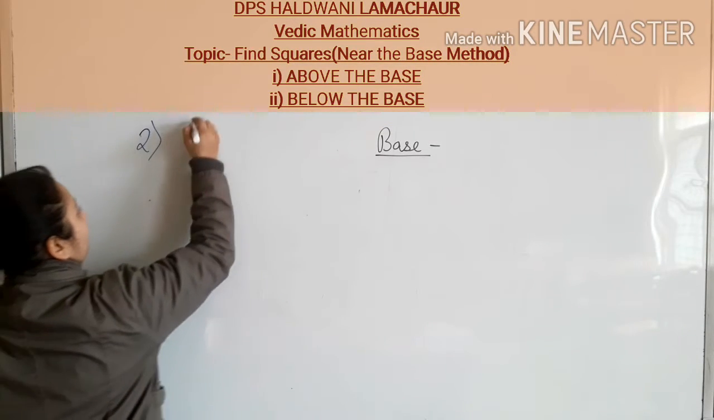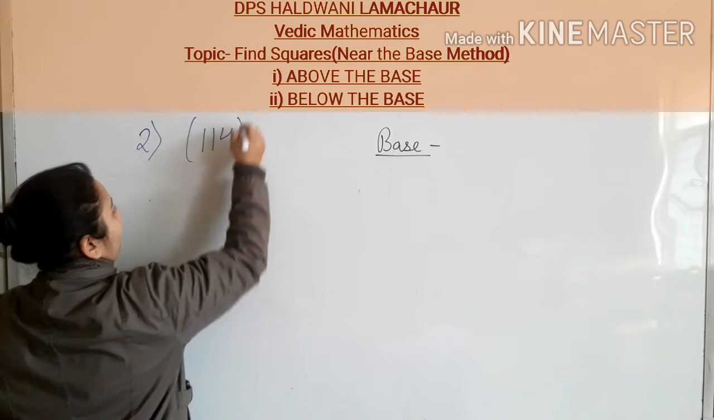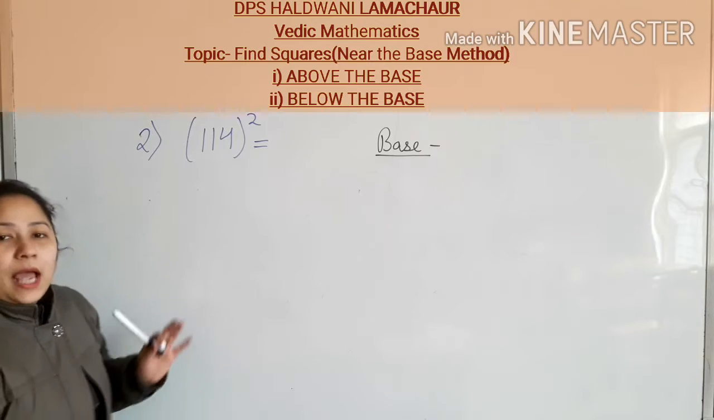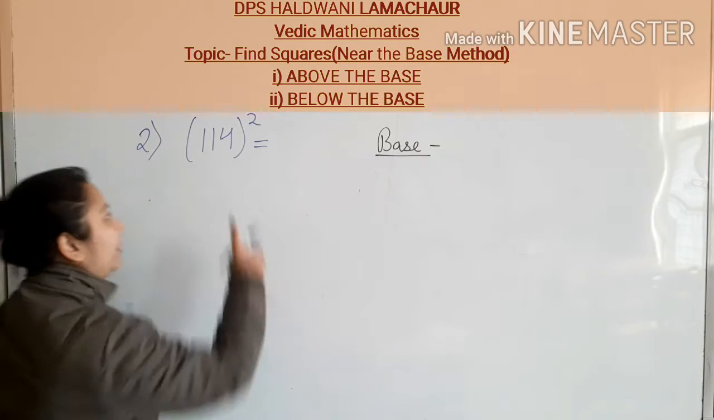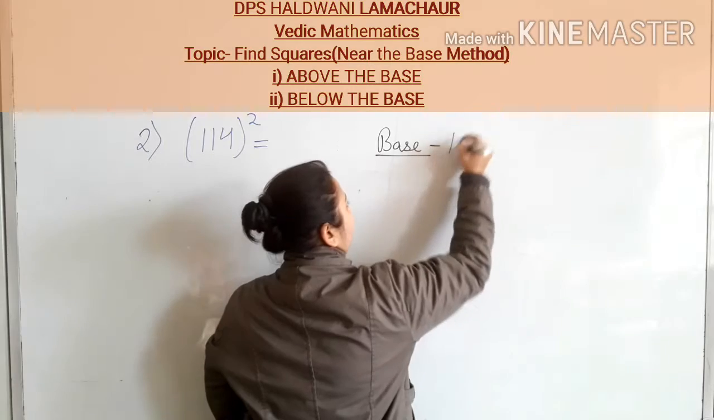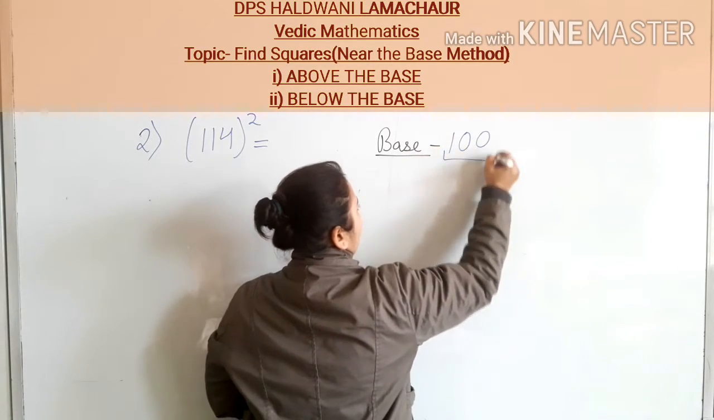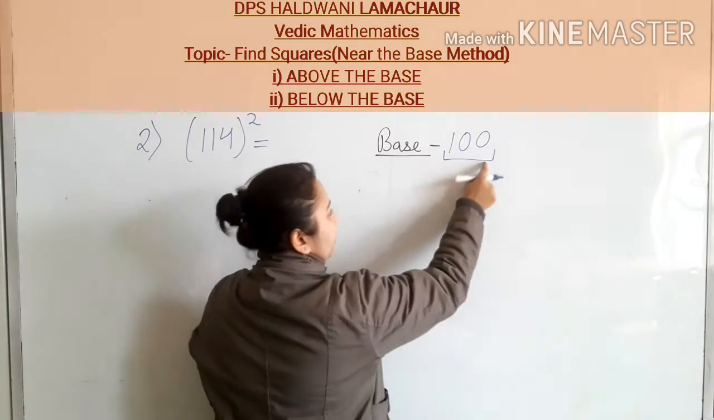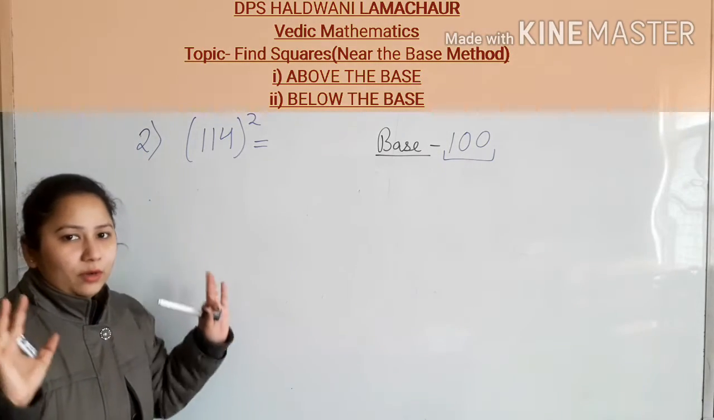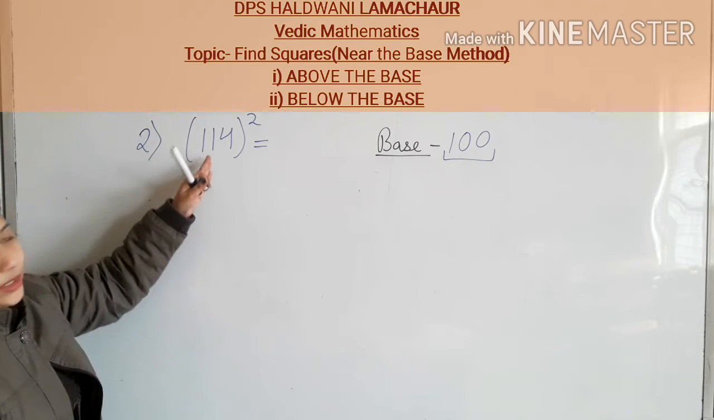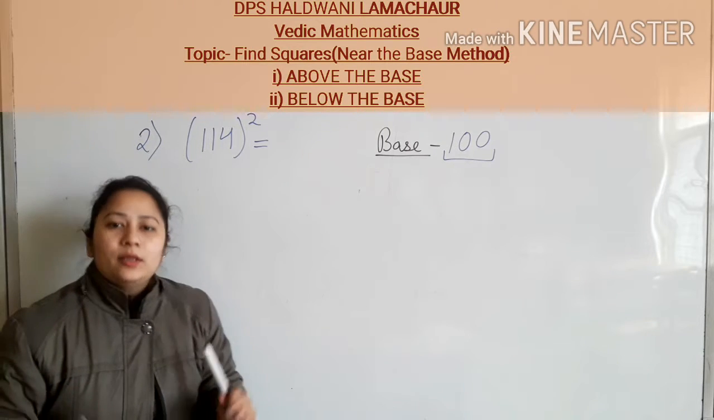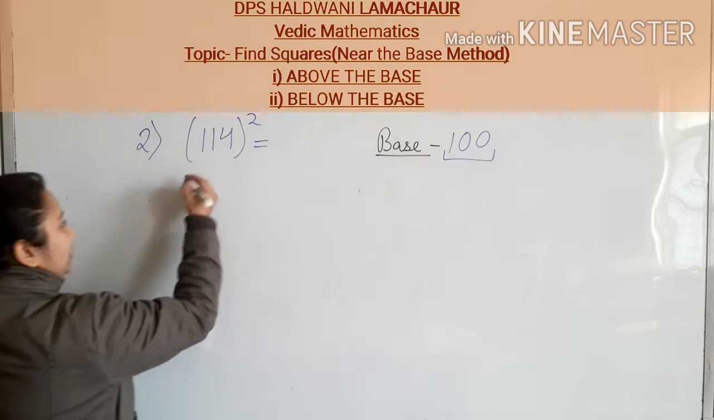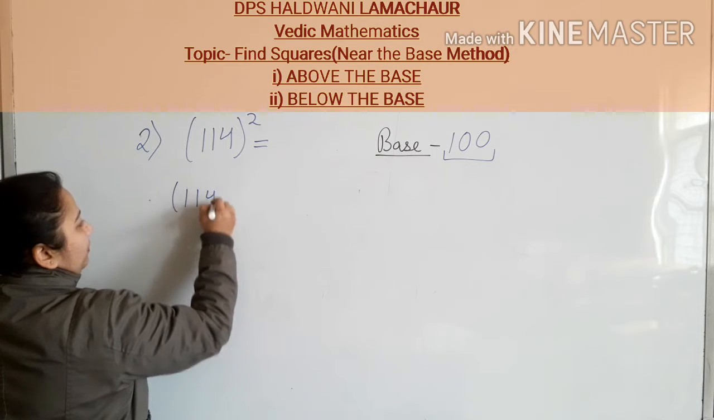Your second sum is the square of 114. Now you have to take a base. I am taking the base directly: 1, 2, 3 digits. You have to count the 1 also. Or I can see directly that 114 is closer to 100, so 100 is your base. Now after taking the base, the first step is to subtract the base from your number.